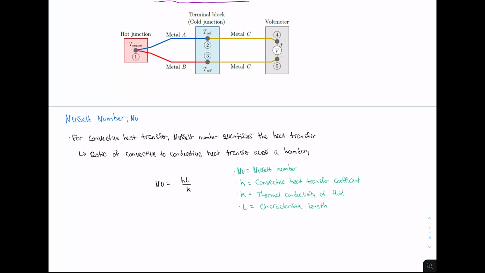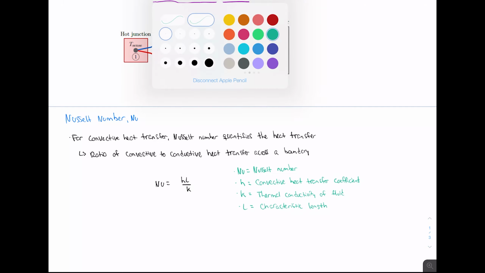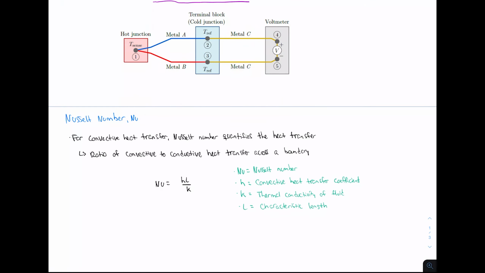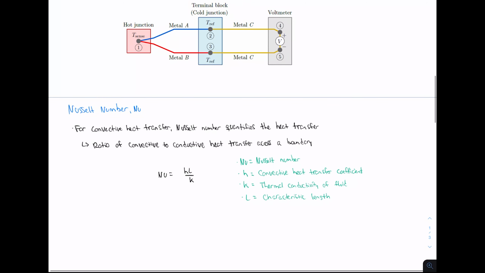Okay, so we have Nu equals hL over k, where h is the convective heat transfer coefficient. This is what we're going to be solving for later on. L is the characteristic length of the object that we're looking at, and k is the thermal conductivity of the fluid that we have. In this case, for this lab, we have pipes, so L is just the diameter.